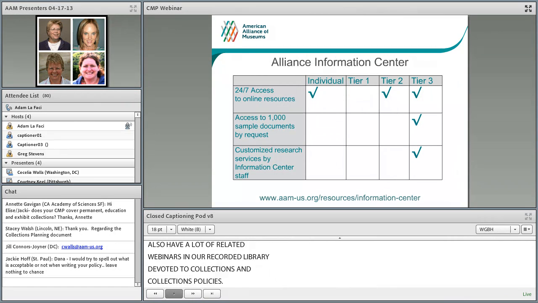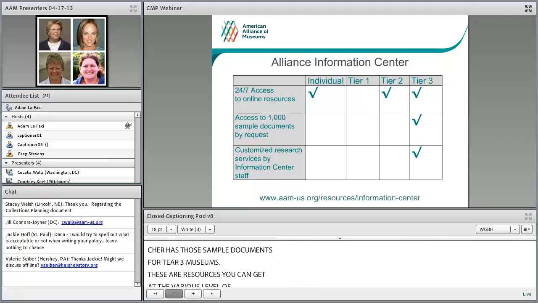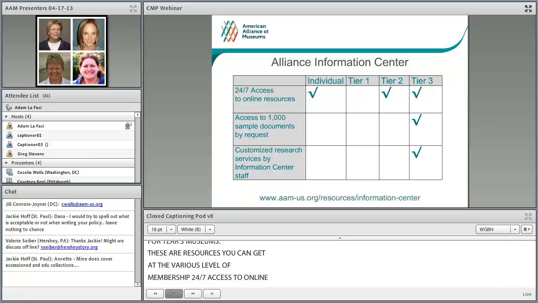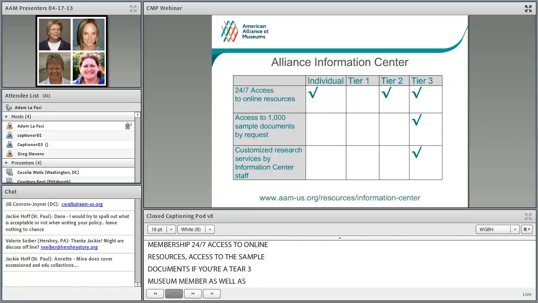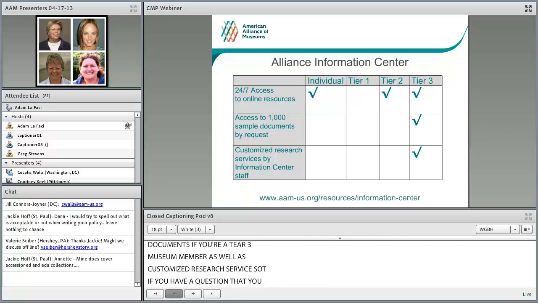And I'll give another plug for our wonderful information center, which has those sample documents for Tier 3 museums. These are some of the resources you can get at the various levels of membership. 24/7 access to online resources, access to the sample documents if you're a Tier 3 museum member, as well as customized research service. So if you have a question that you can't find the answer to and you're a Tier 3 museum member, send an email to infocenter@aam-us.org and they can help you out.